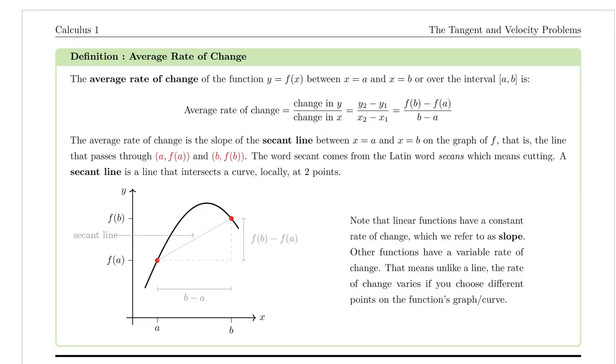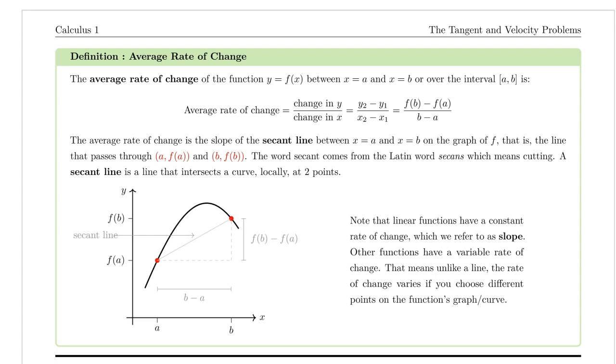The average rate of change of the function y equals f of x between x equals a and x equals b, or over the closed interval from a to b, is defined to be the change in y divided by the change in x, or y2 minus y1 over x2 minus x1, or another definition, if we're using function notation, we can say f of b minus f of a divided by b minus a.